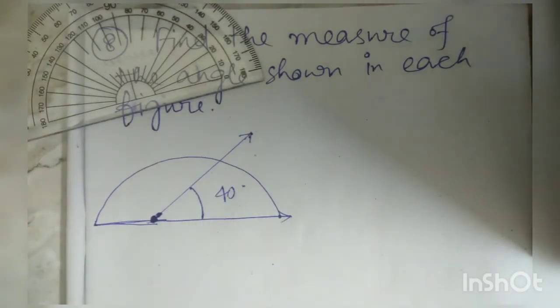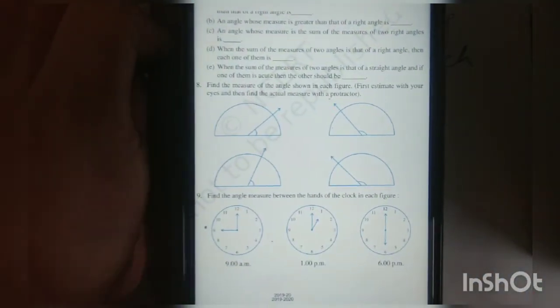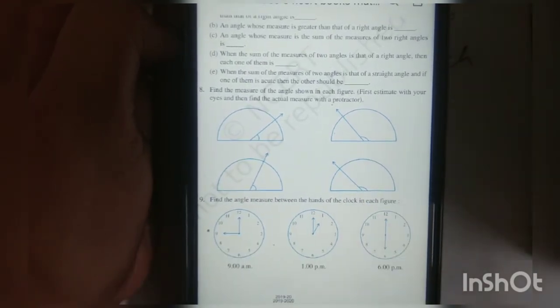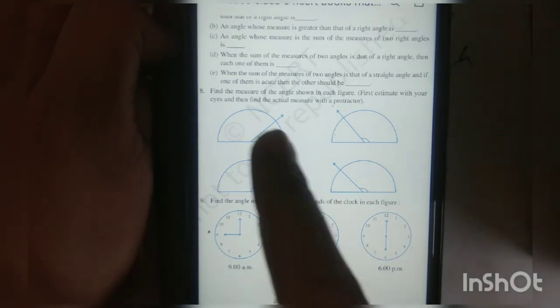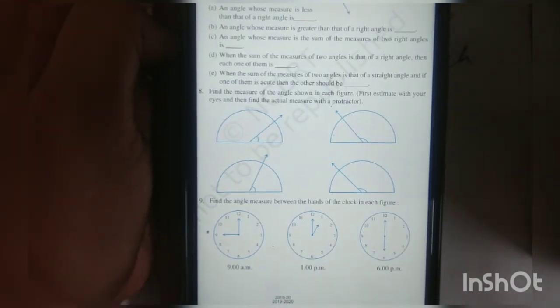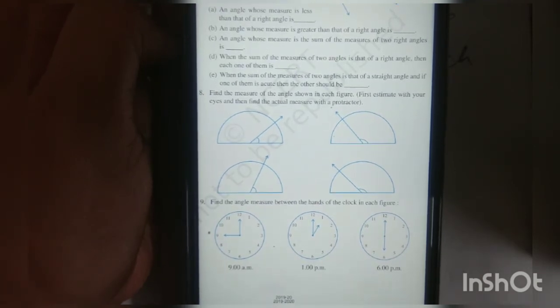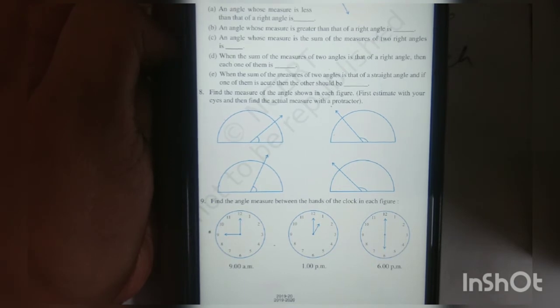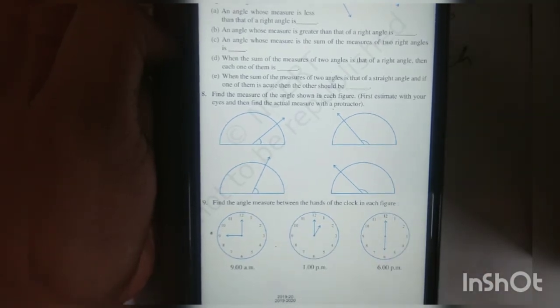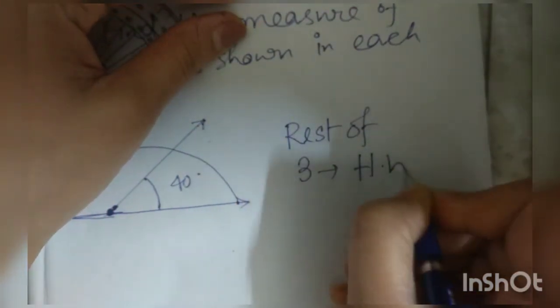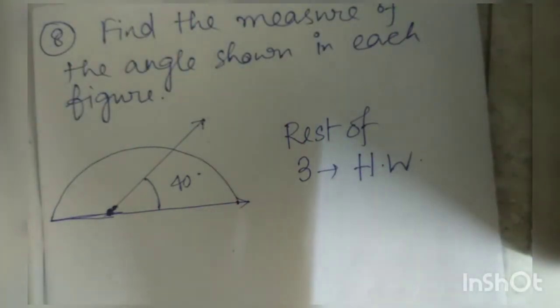Okay, now here some questions are given. You can see that this one you can measure with the help of a protractor, this one also, and this one also. I have done the first one, so the rest of 3 will be your homework. If you try to use the protractor properly, you can learn it very easily and very fast. So these 3 sums will be your homework. Okay, I am writing it here, rest of 3 homework. Let's come to the next question.